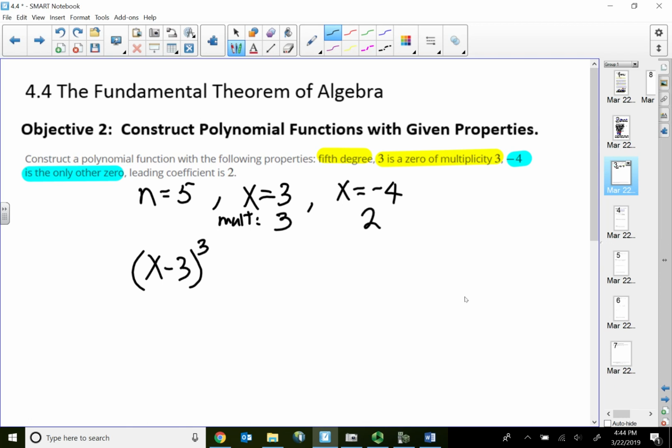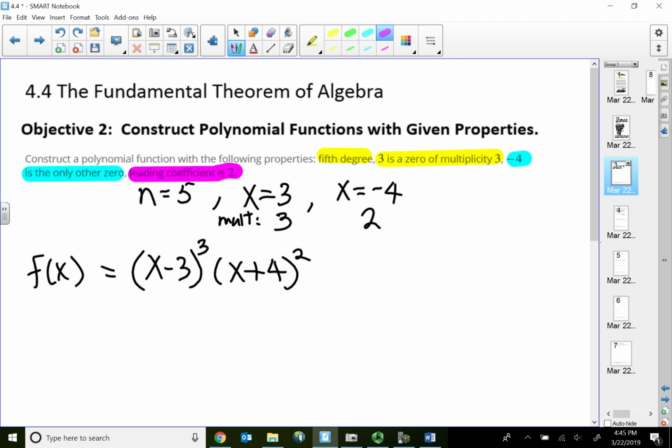It says negative 4 is the only other 0 I'm going to have. So now 3 plus 2 makes 5. That means if I move my negative 4 over, I will get x plus 4, then to the second power. Multiplicity is 2. So now we just have to grind this out and multiply everything out, because I do have a leading coefficient of 2 as another piece of information.